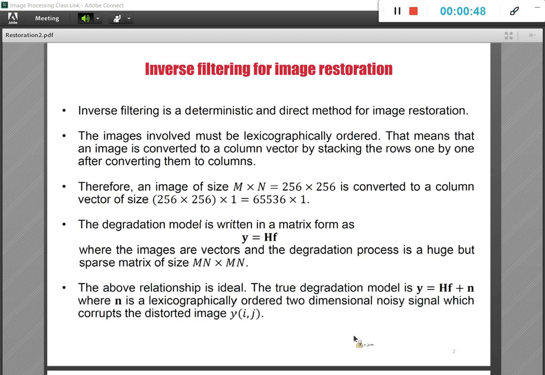Digital image processing, image restoration, part 2. It was about inverse filtering. Okay, for image restoration, inverse filtering is a deterministic and direct method. We talked about deterministic and non-deterministic, or stochastic, methods, and about direct and indirect methods, for example learning methods. And we talked about blind, semi-blind and non-blind methods.